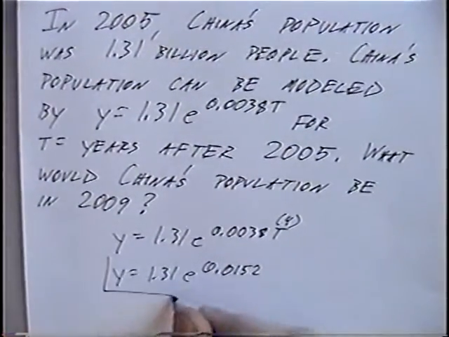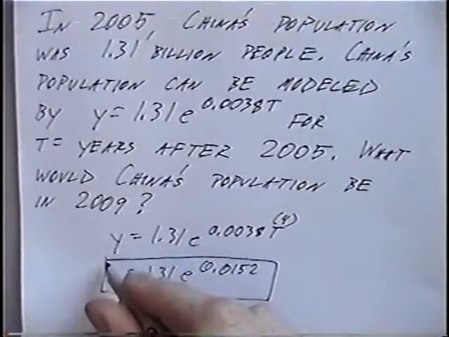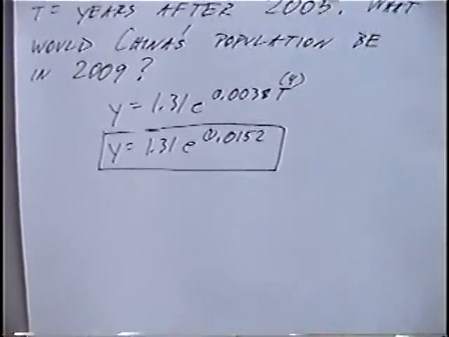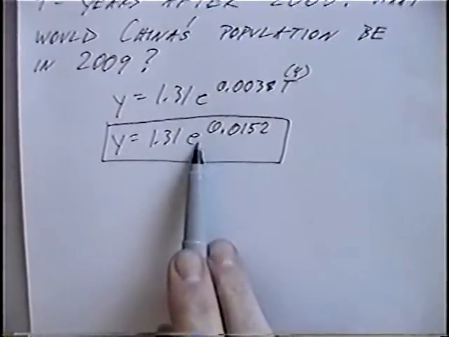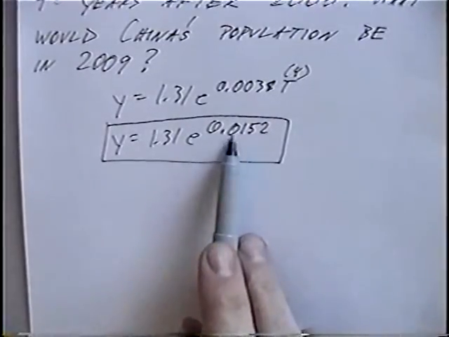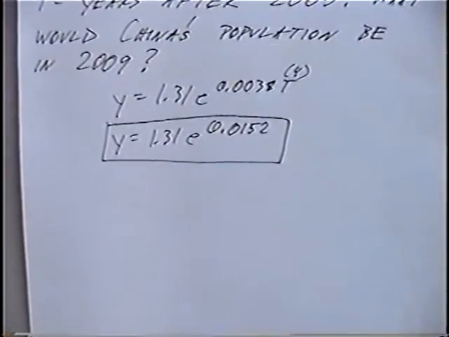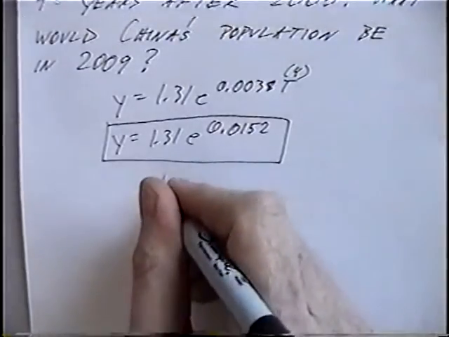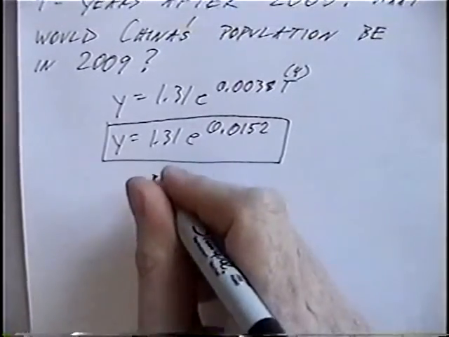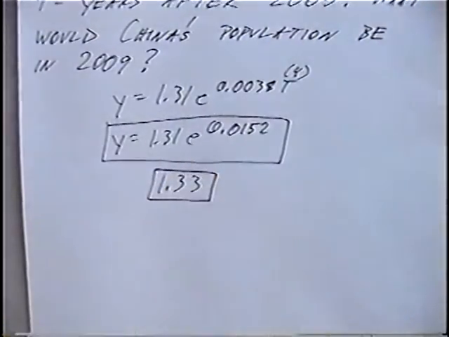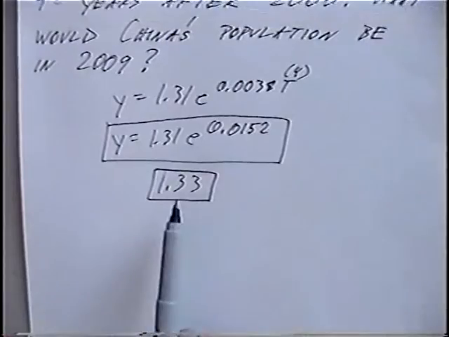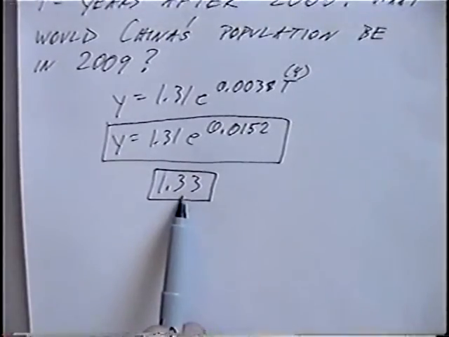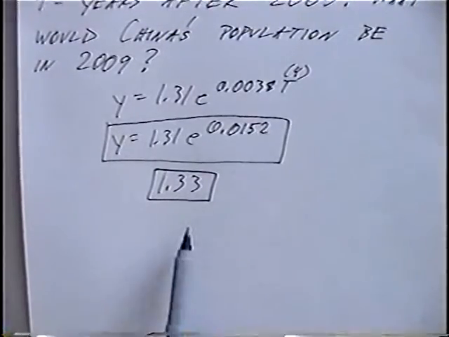This would be your final answer without a calculator. If you had a calculator, you can use the E button to find out this decimal, multiply by 1.31, and that actually comes out to 1.33. In this problem, China started with 1.31 billion people in 2005. 4 years later, in 2009, they had 1.33 billion people.